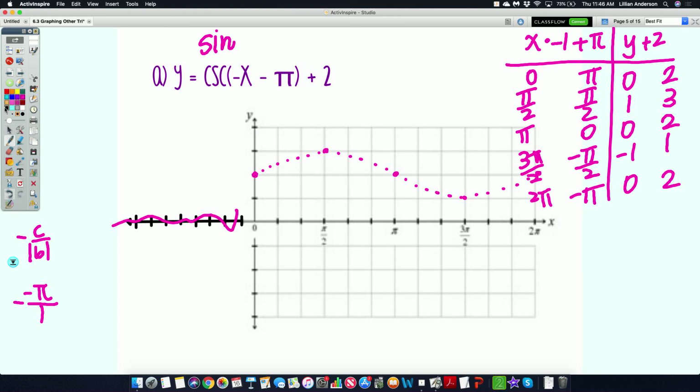Now, the asymptotes occur wherever there's a 0. We did move this graph up, but the zeros are still the zeros. So I should have an asymptote here, at negative pi, at 0, at pi, and at 2 pi, because that's technically where it would have been had I not shifted the graph up. So I'm going to draw my asymptotes.